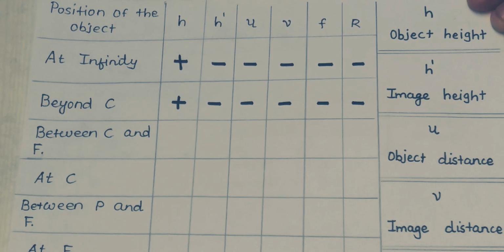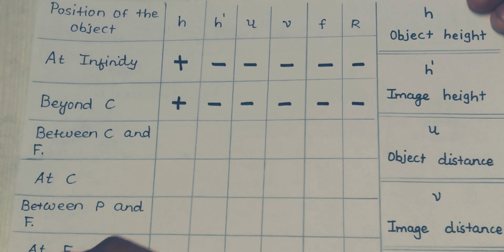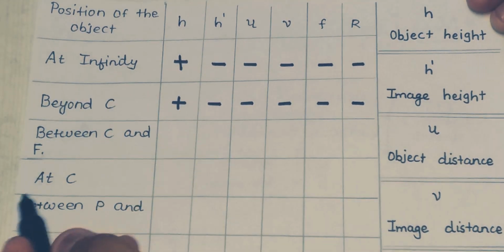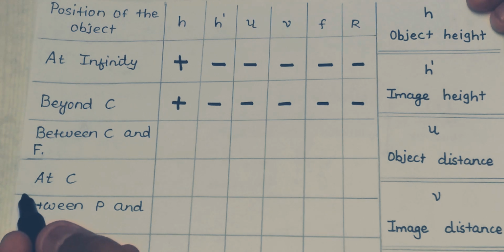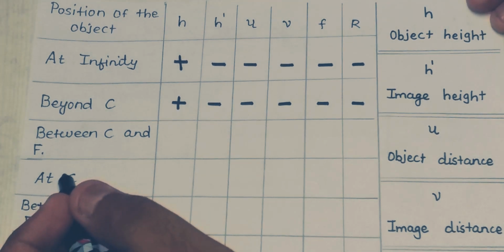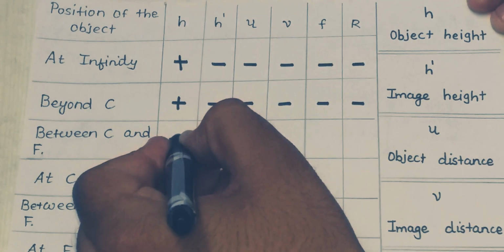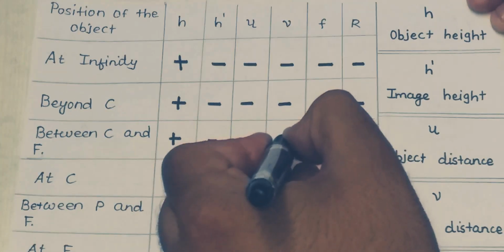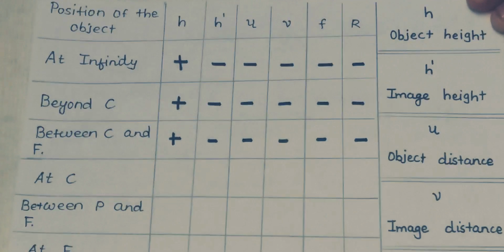Now where we put the object between C and F, here we also get a real and inverted image. It means it is the same as the second case. Object height is positive and all the remaining things are negative.